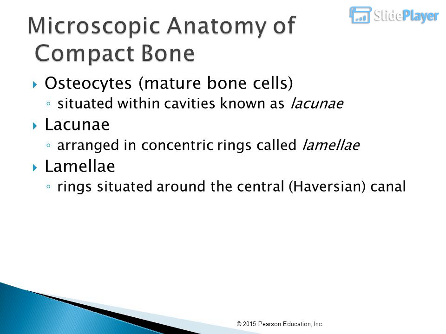Microscopic anatomy of compact bone. Osteocytes are mature bone cells, situated within cavities known as lacunae. Lacunae are arranged in concentric rings called lamellae. Lamellae are rings situated around the central, Haversian, canal.